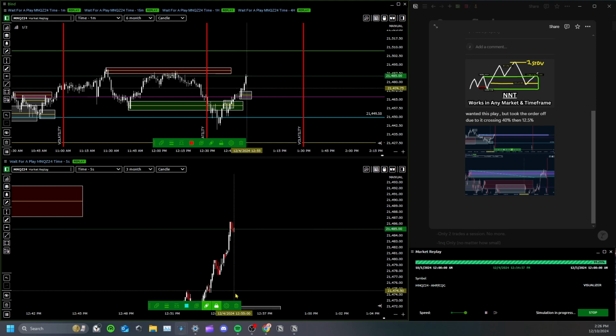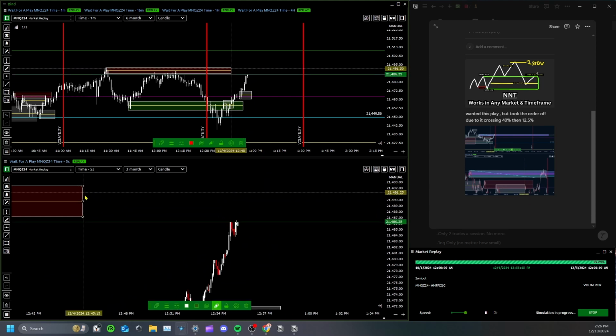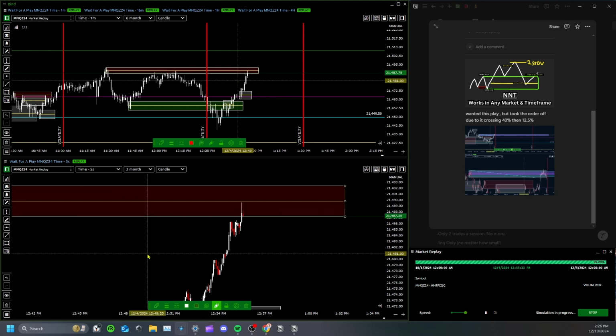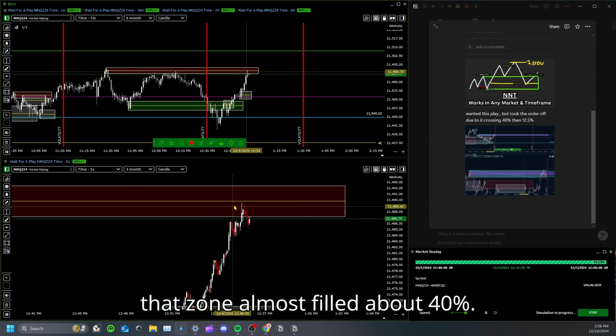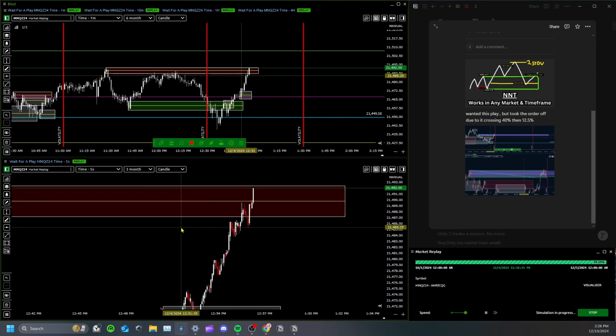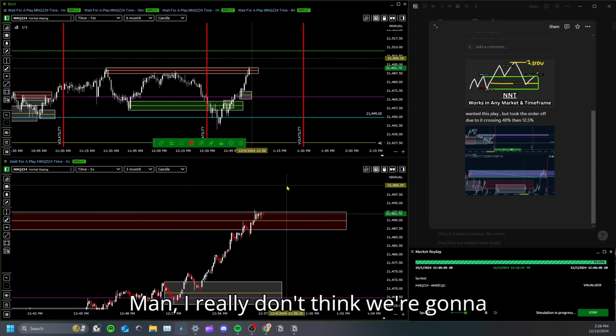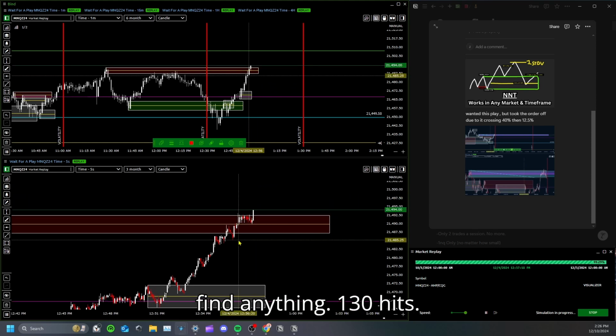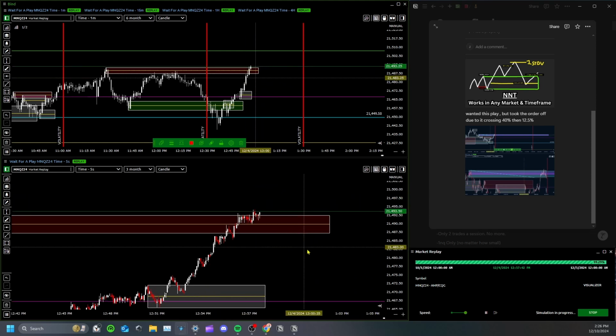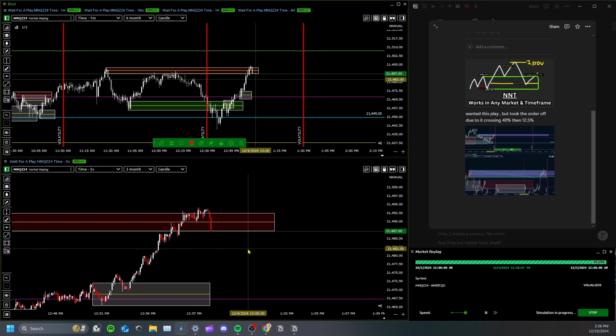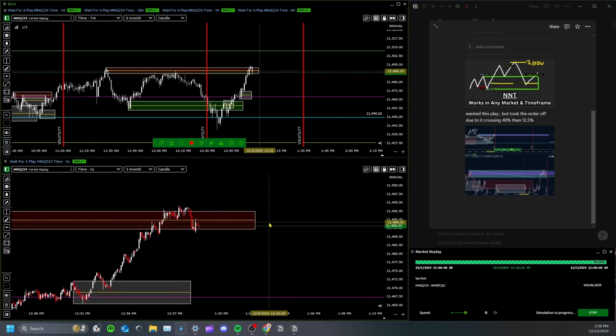Extend this out. Oh, that zone almost filled. About 40%. Let's keep moving. Nothing. Man, I really don't think we're gonna find anything. 130 hits. Then I'm just gonna call the session.